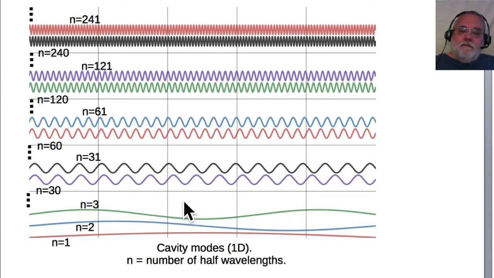And we can have an infinite number of modes. The wavelength gets smaller and smaller. The frequency gets higher and higher. It can have 30 modes, 60 modes, 120 modes, 240 modes. There's no end. There's a countable infinity of the number of modes in the cavity.